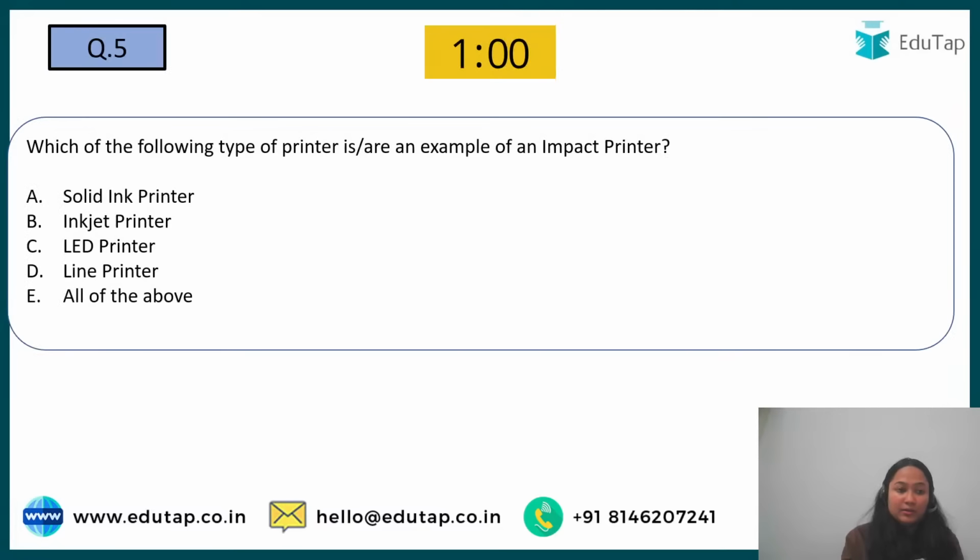Next we are going to discuss: which of the following types of printer is an example of an impact printer? Options: solid ink printer, inkjet printer, LED printer, line printer, all of the above. An impact printer is one where impact is going on. That means the sheet on which you are going to get data and the ink head of the printer come in contact. That is why it is impact. So here you will have to tell which will be the impact printer.